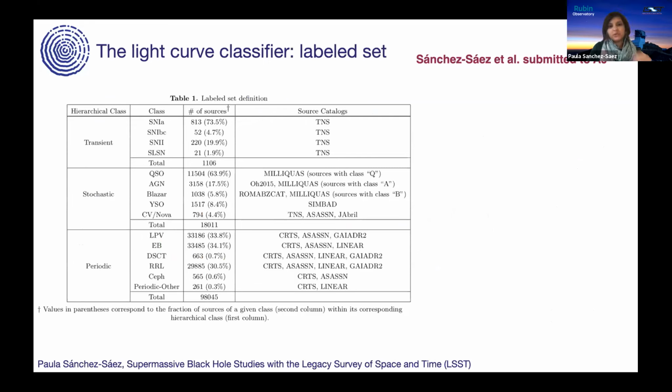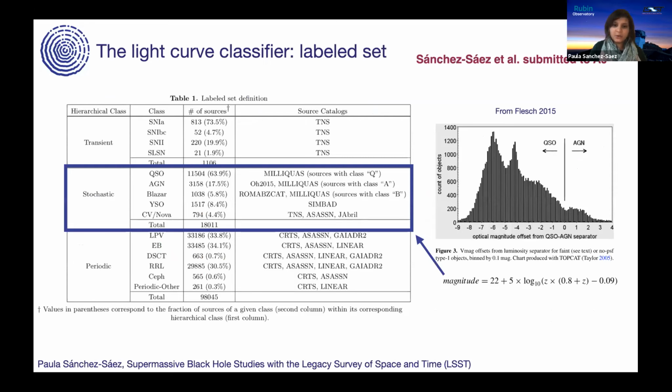So to train this model, we have to use a labeled set, and we compile different catalogs and cross-match them with the ZTF data in order to have our final training set. And in particular for active galaxies, we are using the Milliquas catalog and also some SDSS catalogs and the Roma-BZCAT catalog for blazars. So for the case of quasars, we are selecting all the sources that are classified as Q in Milliquas, that means core-dominated sources. And in the case of AGNs, we are considering all the host-dominated sources, the A class in Milliquas.